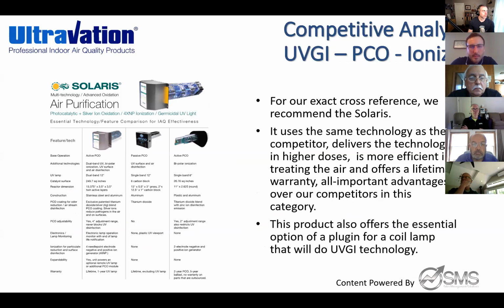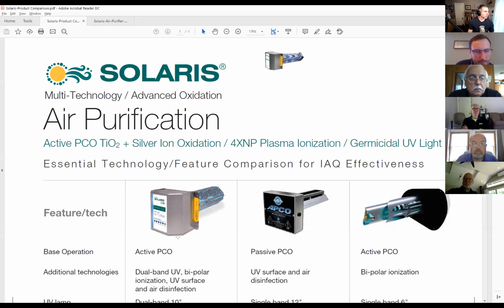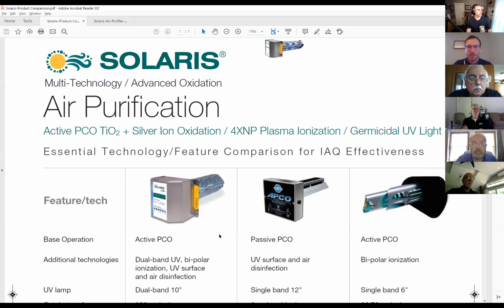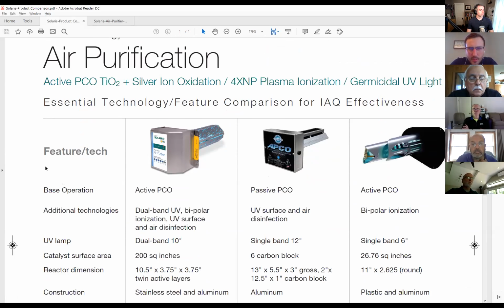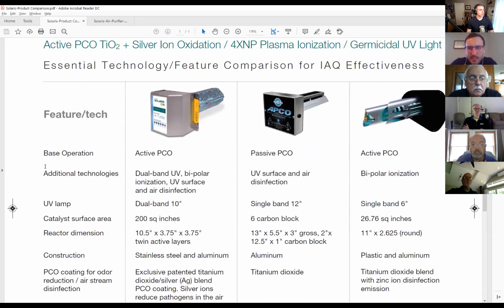Go ahead and jump to the next. So now we're going to look at a competitive analysis between the Solaris and the Remy Halo. So Scott is going to bring up a bigger page there so we can see the differences between the two. So you also see the APCO on here as well. I'll send you guys this comparison sheet so you can read over it, but we're really going to focus on the Remy Halo. That's more of a direct competitor than the APCO is.